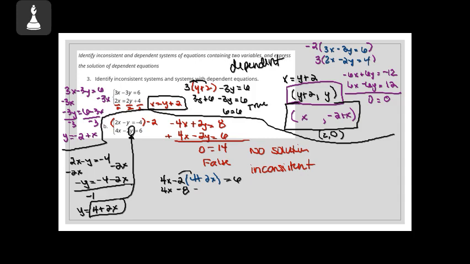Okay, so parallel lines are your inconsistent systems. They will not intersect. They have no solution. If they intersect one time, we will get a single solution. If your lines are exactly the same, we get this dependent system up here where we can get multiple solutions and we can write our solution in terms of our variables.